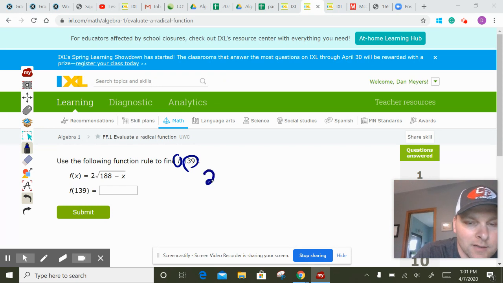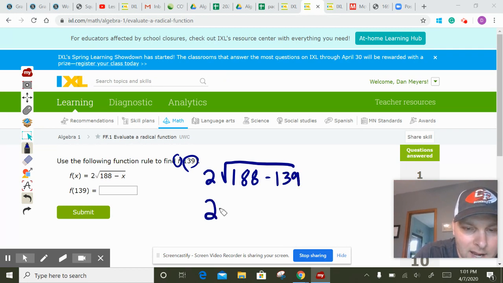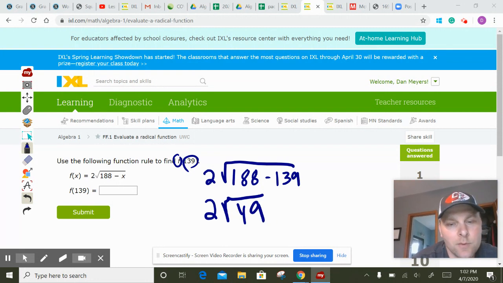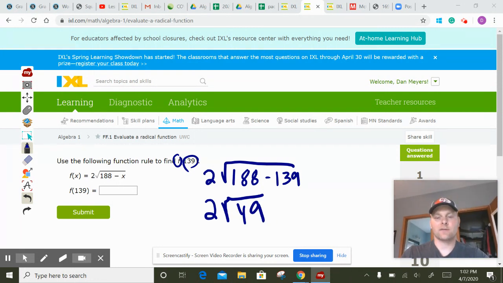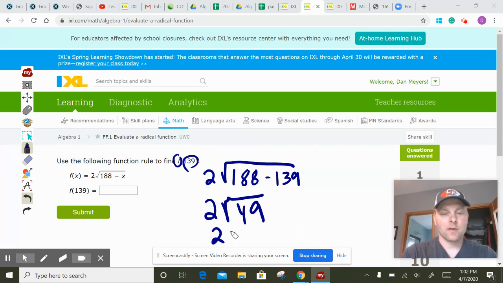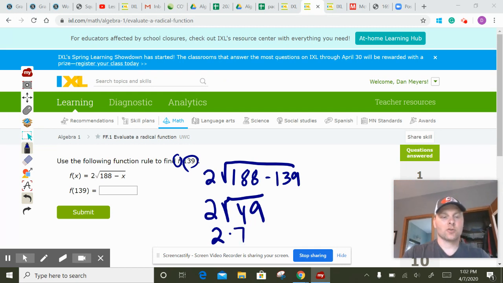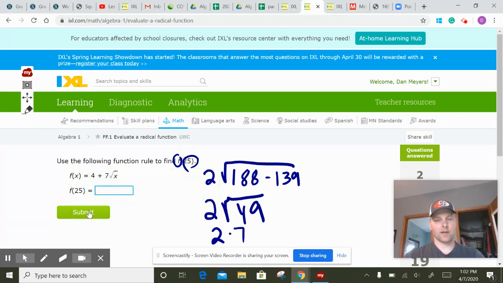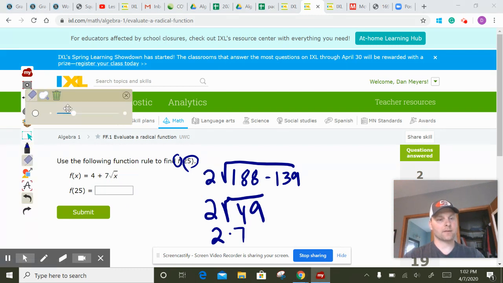So this one is going to be 2 times the square root of 188 minus 139. I think that makes 49, right? 2 times the square root of 49. And remember, for this unit, even though we know there's 2 square roots of 49, positive 7 and negative 7, you only need to use the positive square root for these. So that's 2 times 7, should be 14. Let's try it. 14, submit, there we go. And remember, today we're going to work for a SMART score of 50 points.